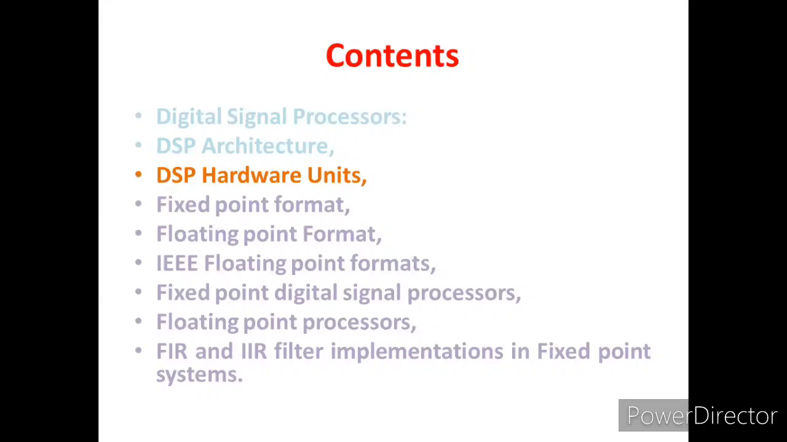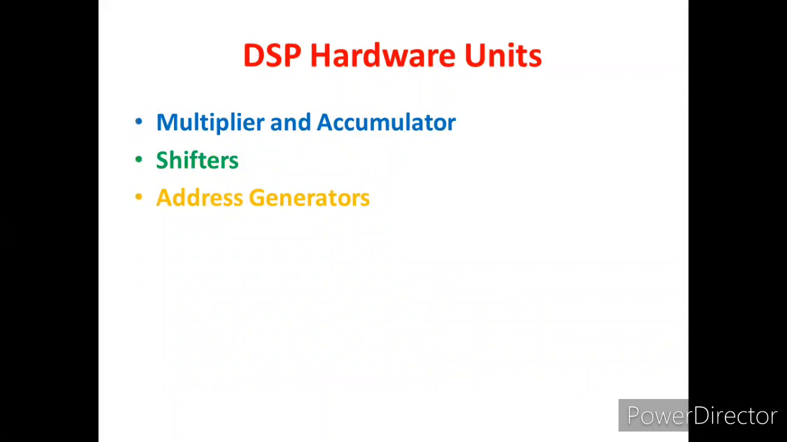First, let us see the content. In the previous session, we already covered the concept of digital signal processor architecture. In today's class, we'll be covering important concepts on digital signal processor hardware units. First, let us see what hardware units are present in the DSP. One is the multiplier and accumulator. The second one is the shifter. The third one is the address generator.